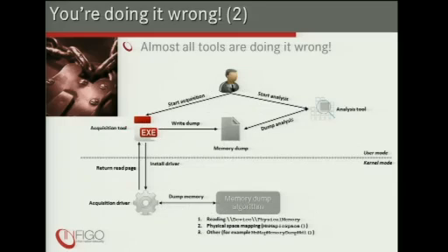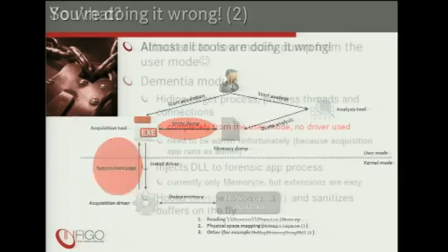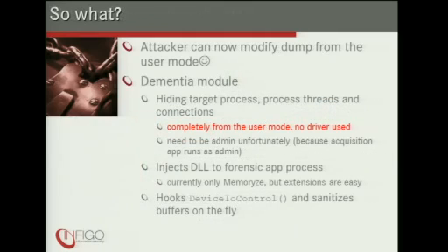So the tools are simply doing it wrong. They are mapping the physical memory and returning the pages back to user mode, and the user mode itself is writing the dump file, which is a very bad thing. I have written a driver model that can hide the processes, threads, and connections completely from the user mode.